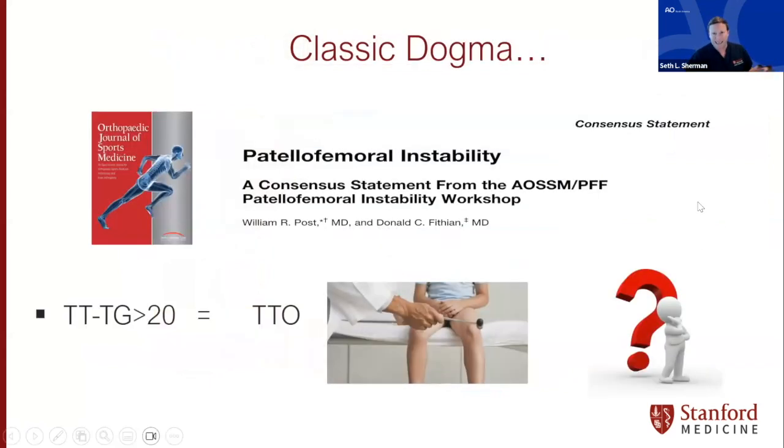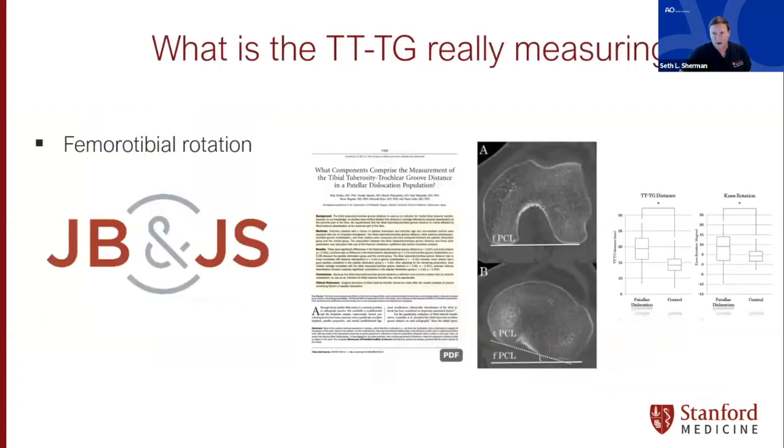Now, classically, at least in America, we've said we'll measure the TTTG, and if it's greater than 20, we'll do a TTO. While sometimes that may be helpful, that's really an oversimplification and it's not wholly accurate. If we're trying to figure this out in a more thoughtful way, we at least have to understand why. So TTTG above 20 is really not just equal to TTO.